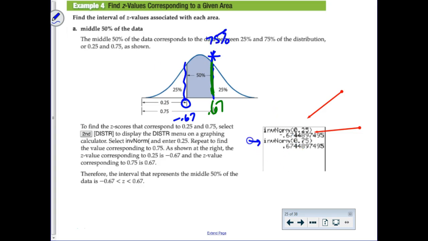So they did inverse norm of 75%. The inverse norm key on the older calculators, and apparently my emulator as well, is always giving me left tail. It's always reading down to the left of the curve. So if I need to know the other z-score, if it's not symmetrical, I'm going to have to figure out how far up the curve we are.